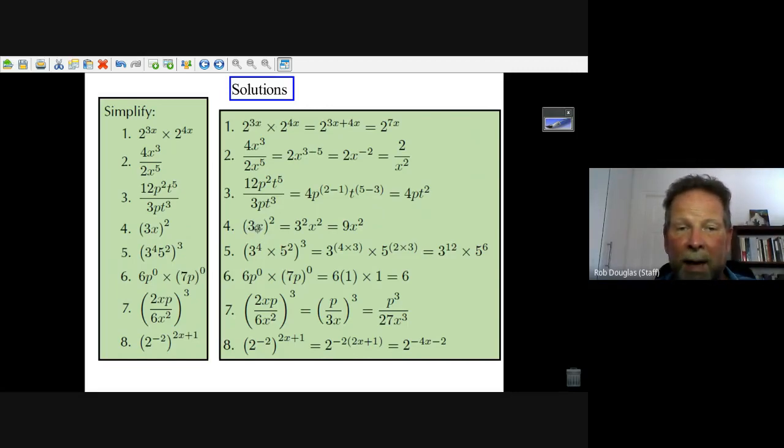Here's one, 3x squared. The 3 is squared and the x is squared. That's why it's 9x squared. Here's one, 3 to the fourth, 5 squared put to the third power. The 4 is put to the third power, so you go 4 times 3. And the 2 is put to the third power, 2 times 3. So you'd get 3 to the 12, 5 to the 6. Anything to the 0 power is 1. So that's 6 times 1. And this whole thing is just 1. 6 times 1 times 1 is just 6.